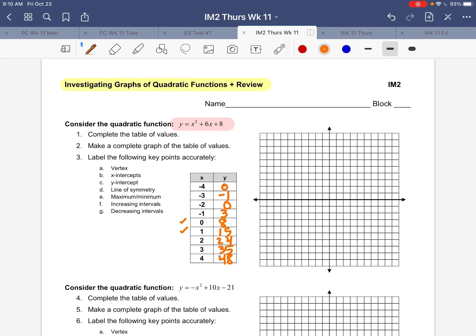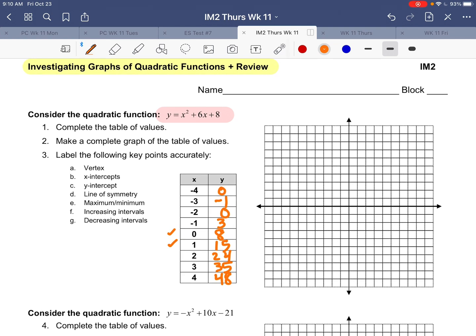We've got negative 4, 0. Whoops. Negative 3, negative 1. Negative 2, 0. Negative 1, 3. 0, 8. And notice the rest will not fit on our graph. But as you can see, hopefully you see that these 2 points are symmetrical.